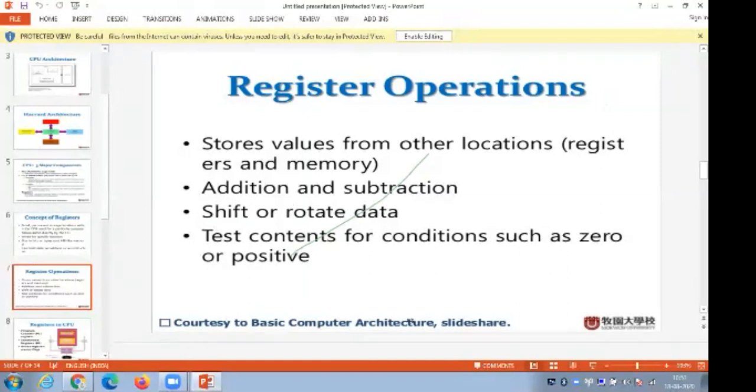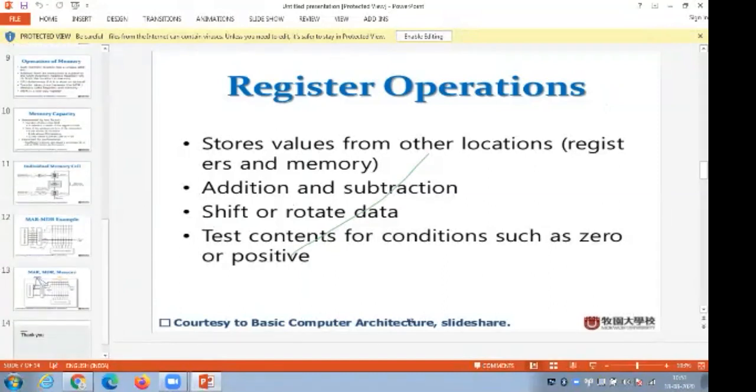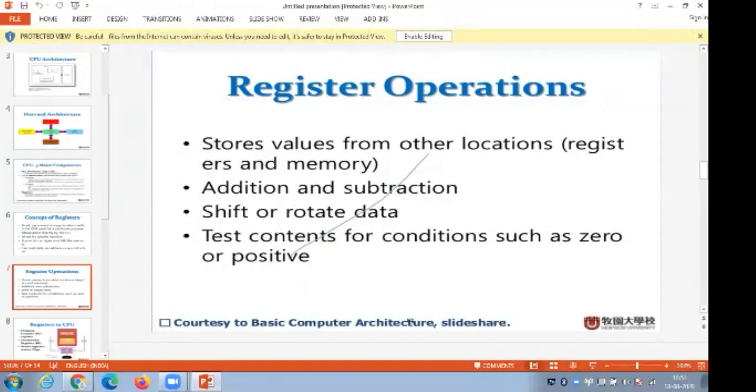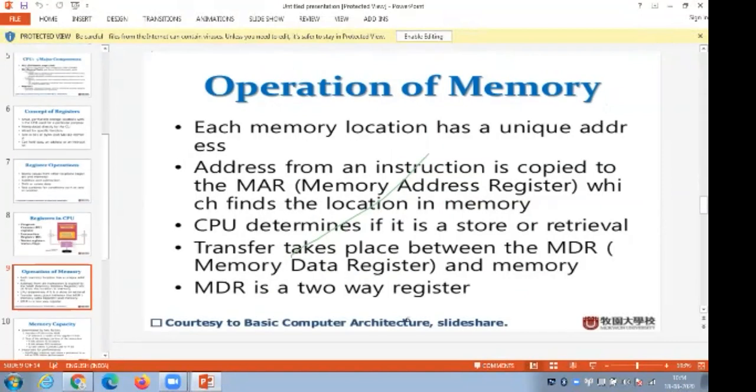Now I think you understand exactly what the CPU is and what exactly the CPU does. Right? Now coming to the next slide, it shows about the memory.